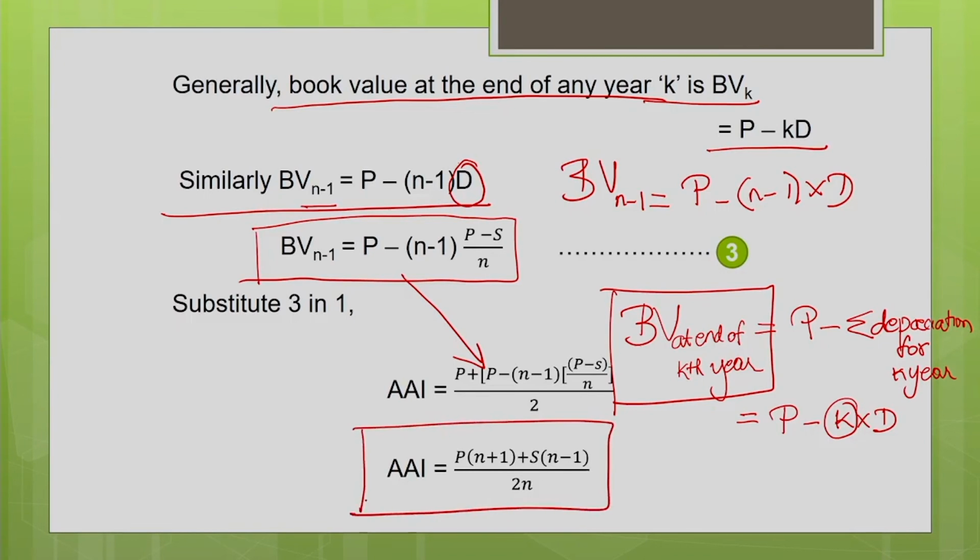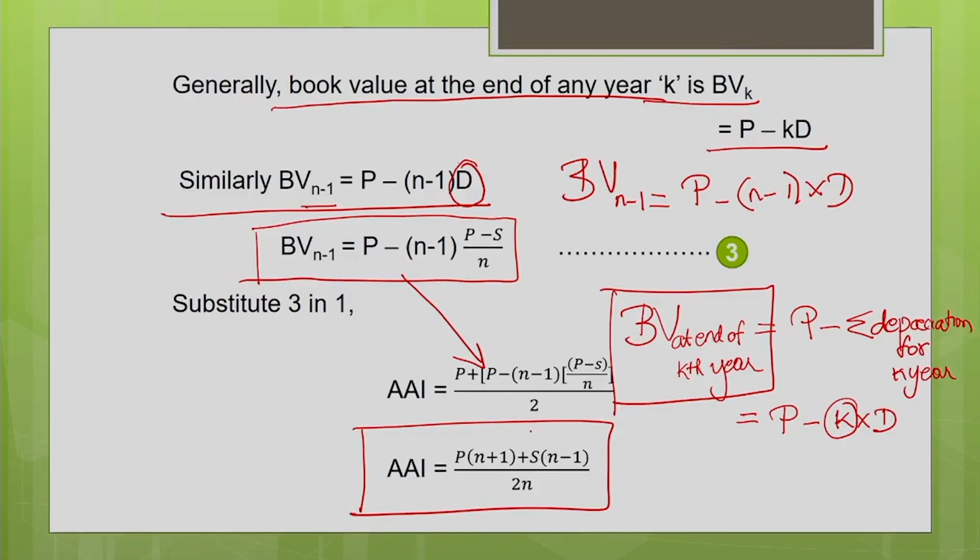So we have to remember this formula: P into n plus 1 plus S into n minus 1, divided by 2n, to get the average value of the machine over its useful life n. Say if the salvage value of the machine is 0, then the S term will disappear. Your formula will become P into n plus 1 divided by 2n. That will give you the average value of the machine in case the salvage value is 0 at the end of the useful life of the machine.